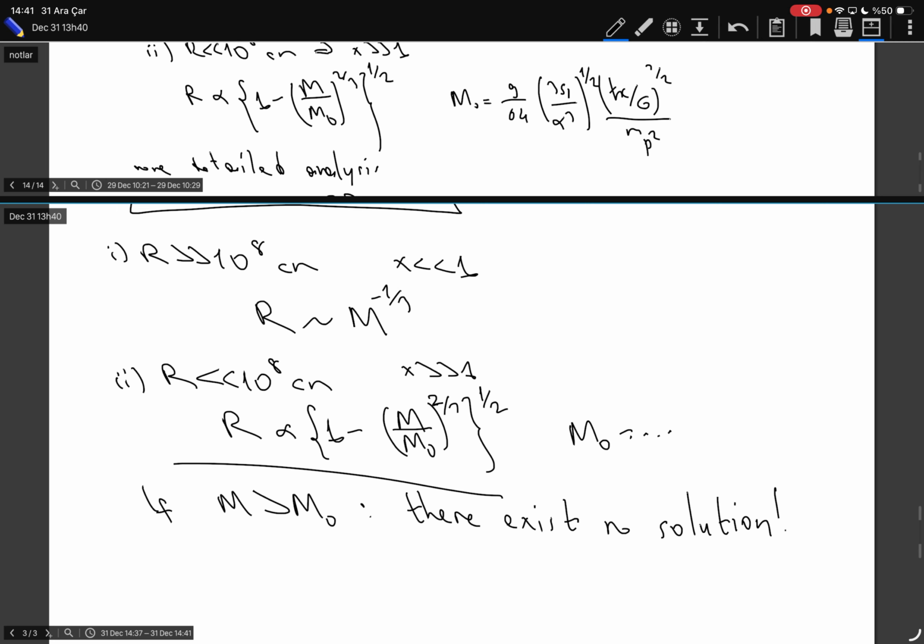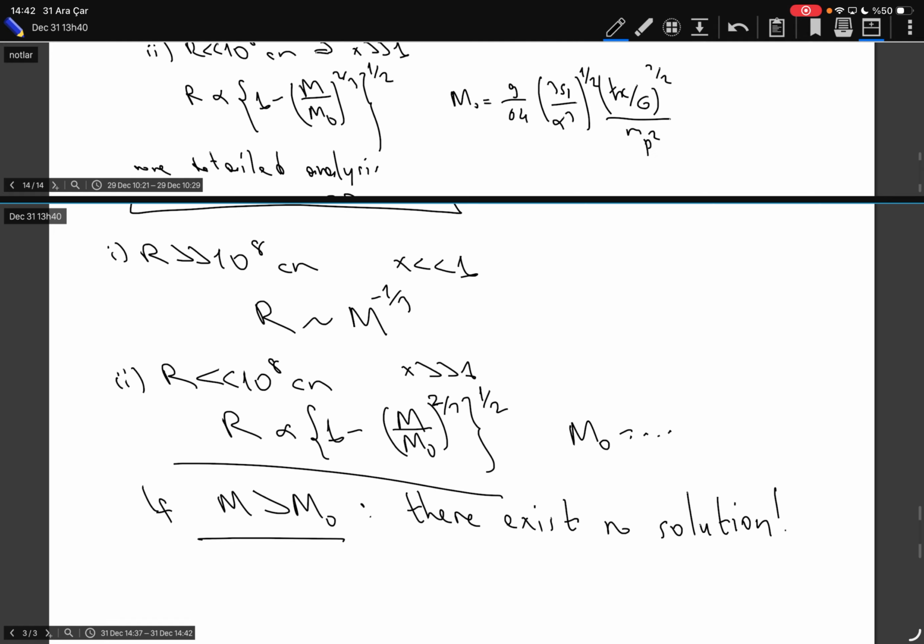In fact, when m is equal to m0, you find the radius is 0. The gravitational force is so strong that it has to compress the star to almost 0 size so that the Fermi pressure will be able to balance the gravitational pull. Before becoming an object of 0 size, it won't be able to balance. But what happens if the mass is larger than that?